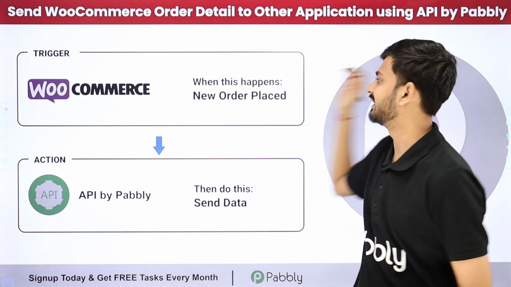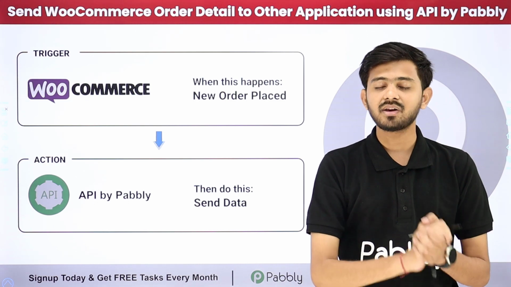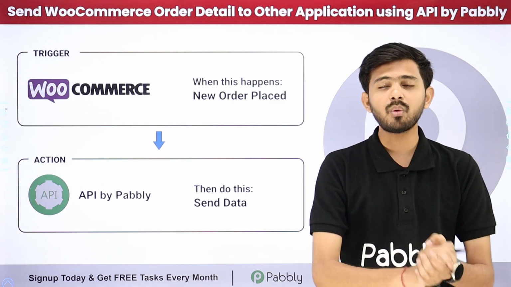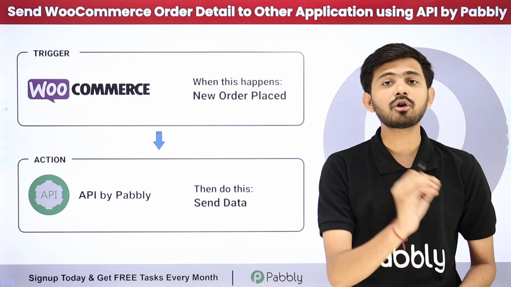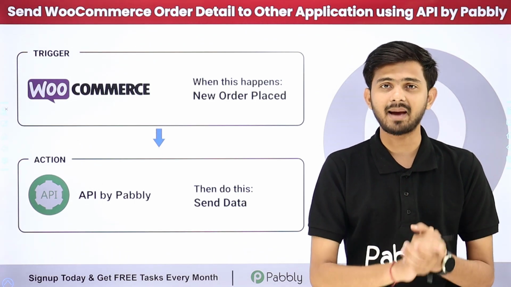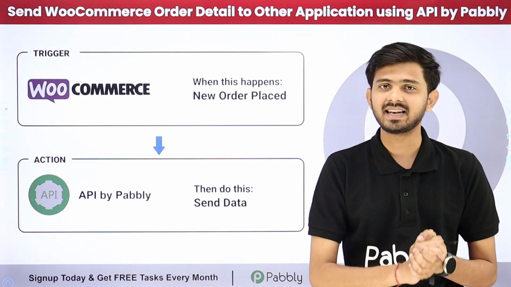Our topic is how to send WooCommerce order detail to other application using API by Pabbly. So here I'm running an online store by using WooCommerce, and now what I want to do is that as I'm going to receive a new order through my WooCommerce store, then automatically I want to send that order detail to other application, and here I want to use MailerLite.